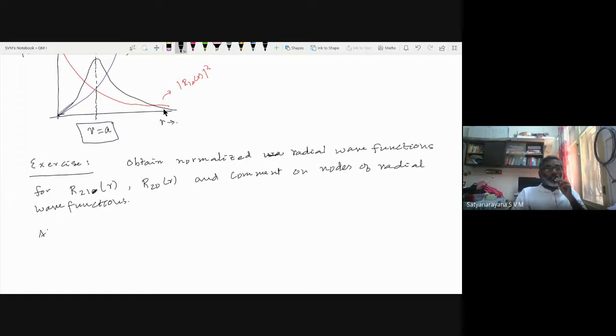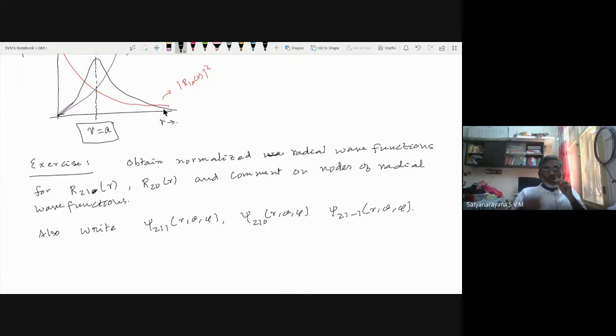Then also write psi 2 1 1 of R theta phi, psi 2 1 0 of R theta phi, and psi 2 1 minus 1 of R theta phi.